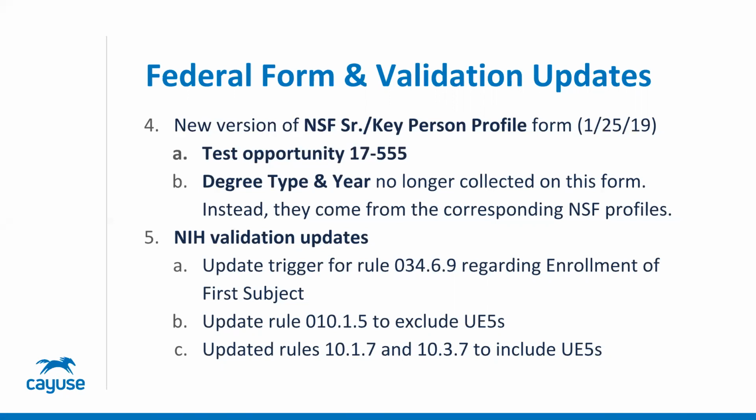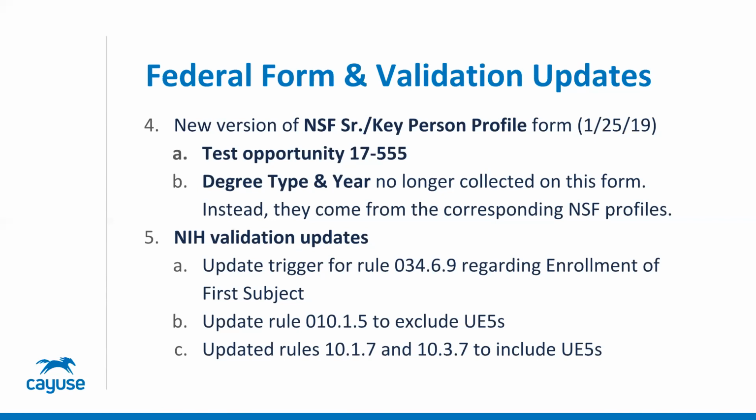So this is a good reminder to have your faculty go into their NSF profile and make sure that they have degree type and degree year entered in there. And this is, of course, the case whether you are applying through Cayuse 424 or through one of the NSF portals directly. They're no longer collecting that in the application itself. It's now coming from the profile. So you basically just need to get it right once, and then you don't have to think about it anymore.